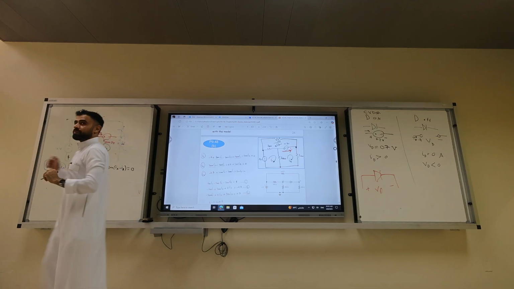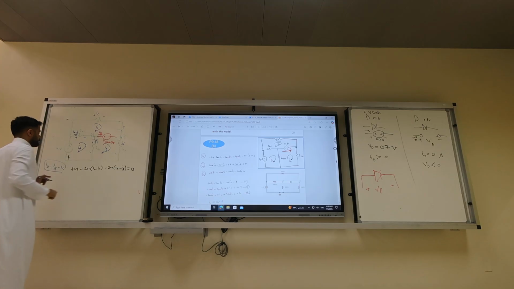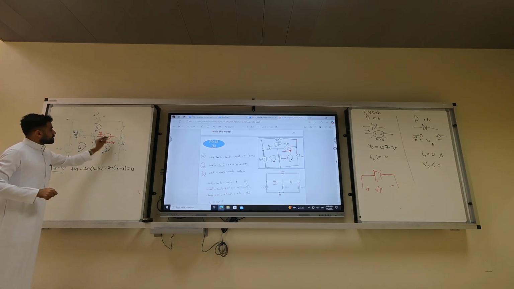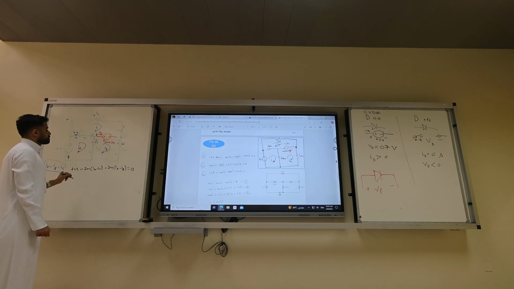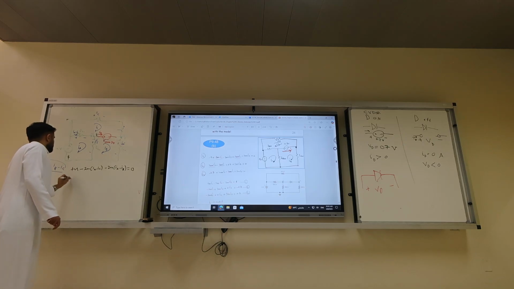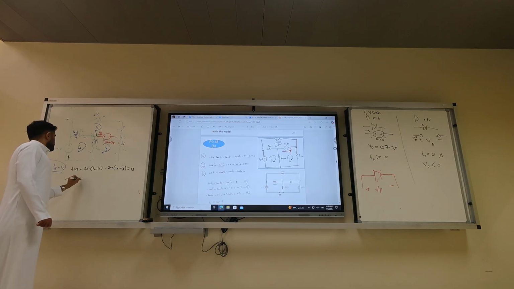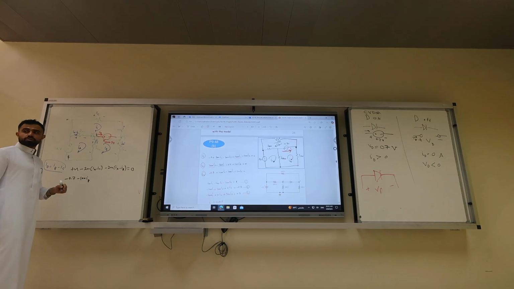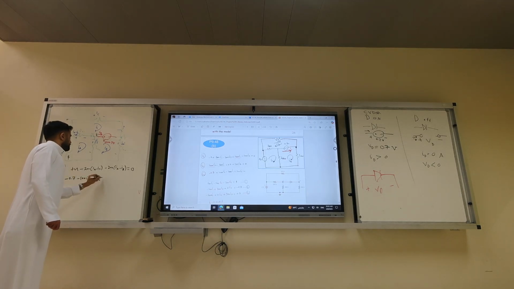Who wants to do loop number 2? This one. No, this one. Where do you want to start? Here? Okay. Minus 0.7. Voltage drop. Here, minus 100 IB. Here, voltage rise or voltage drop? Plus 200 IA minus IB.